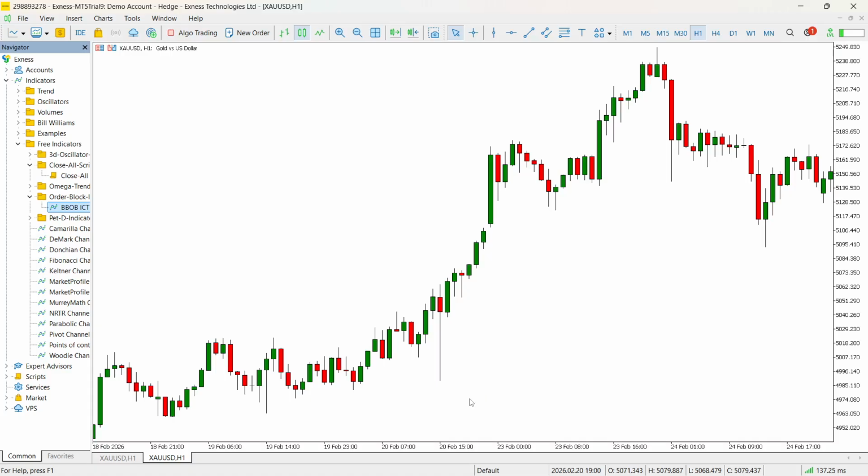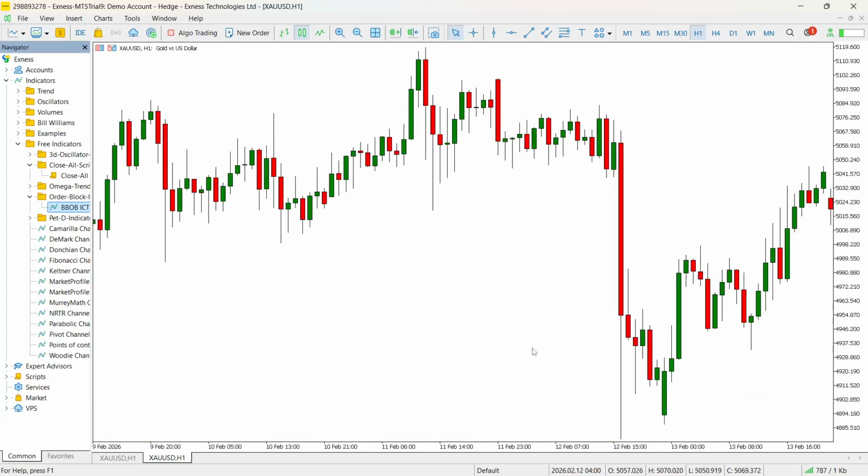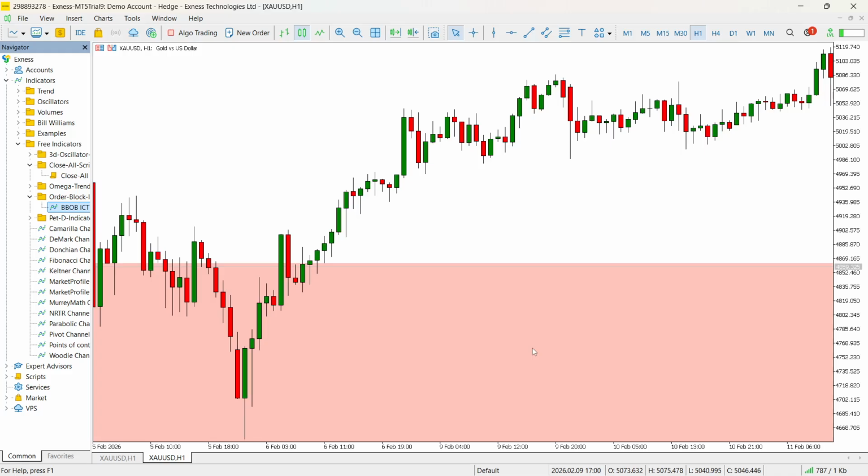These plotted blocks visually mark areas that can act as support or resistance, highlighting where price has previously reacted strongly and may react again when revisited. Because the indicator works across multiple time frames, you may see overlapping zones that reflect both short-term and higher time frame institutional footprints on the same chart.